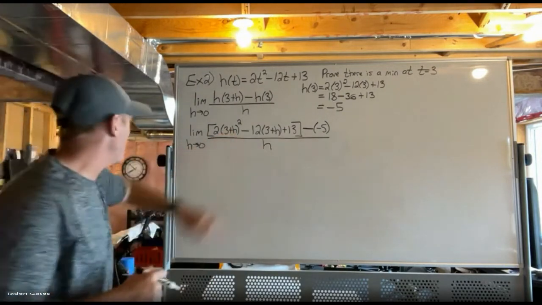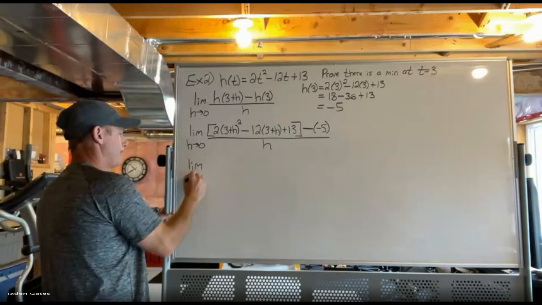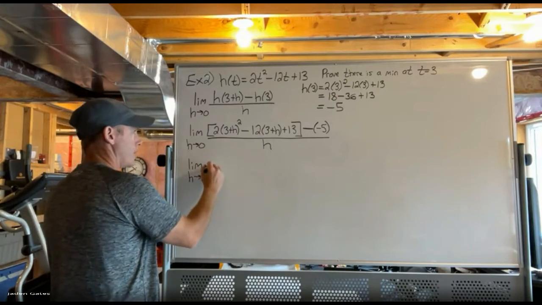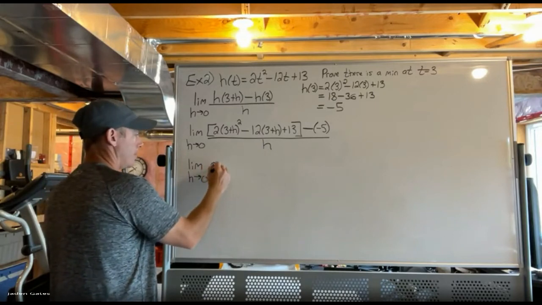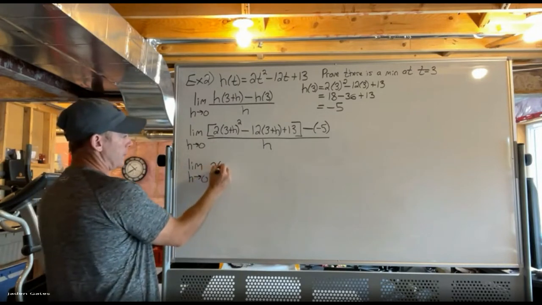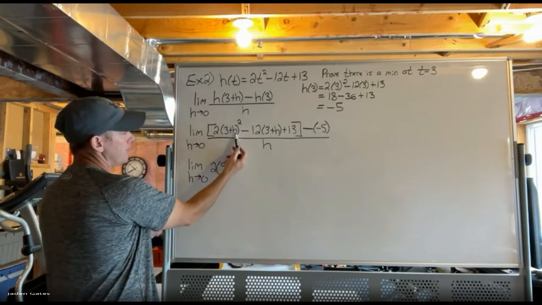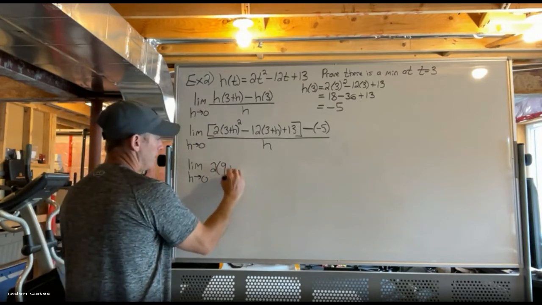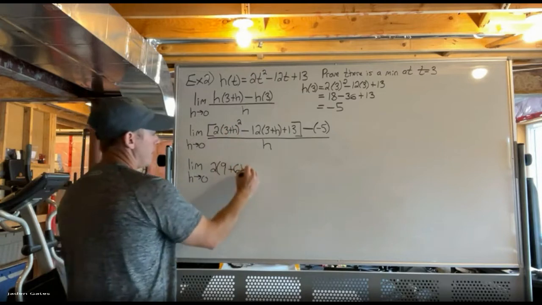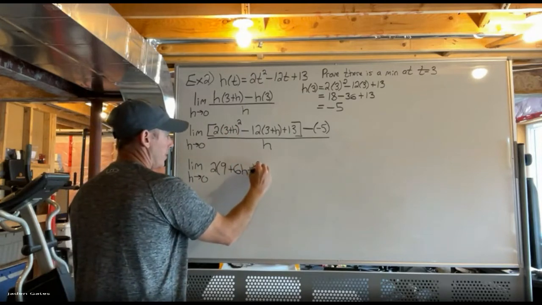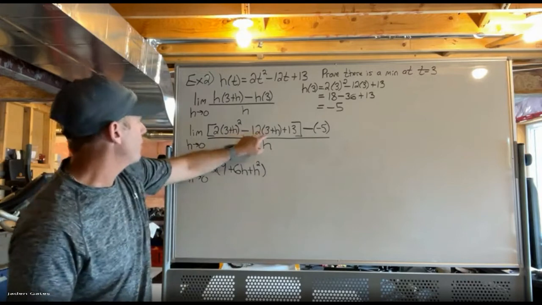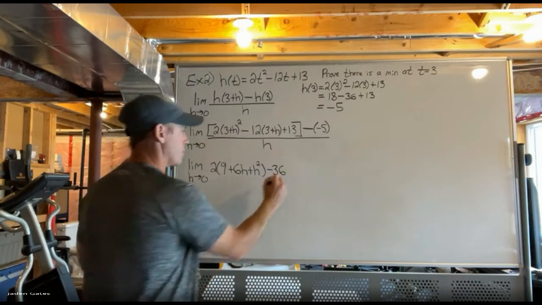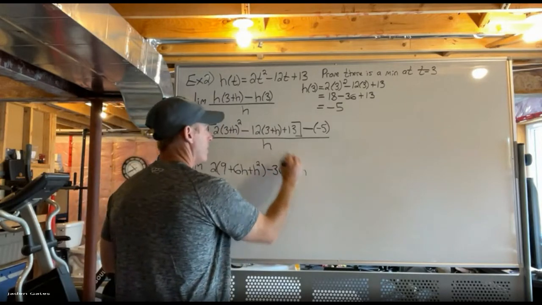All right, so I'm going to do my binomial square here. So I've got the limit as h approaches 0. I don't need square brackets anymore. All right. So I square the first term. 3 squared is 9. Then I go 2 times h times 3. Well, 2 times h is 2h times 3 is 6h. All right, and then square the h, the last term. There we go. There's that part. Then minus 12 times 3 is minus 36. Minus 12 times h is minus 12h. Plus 13.